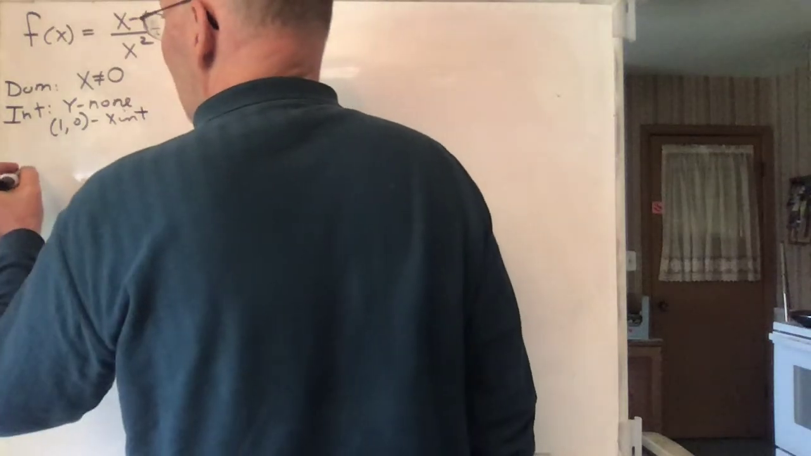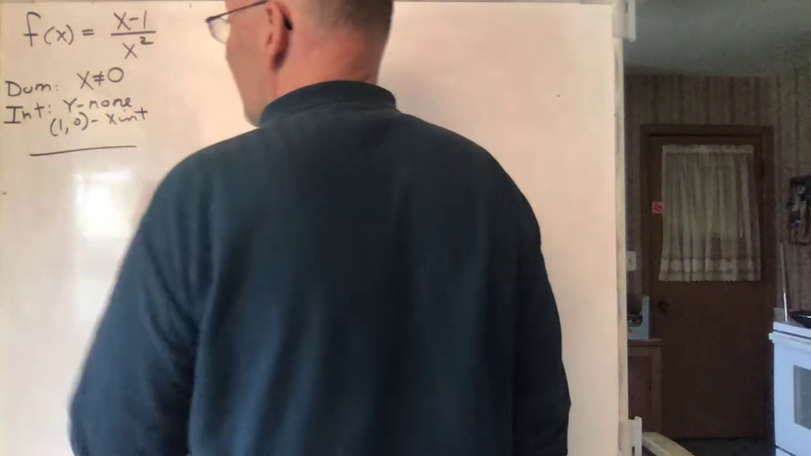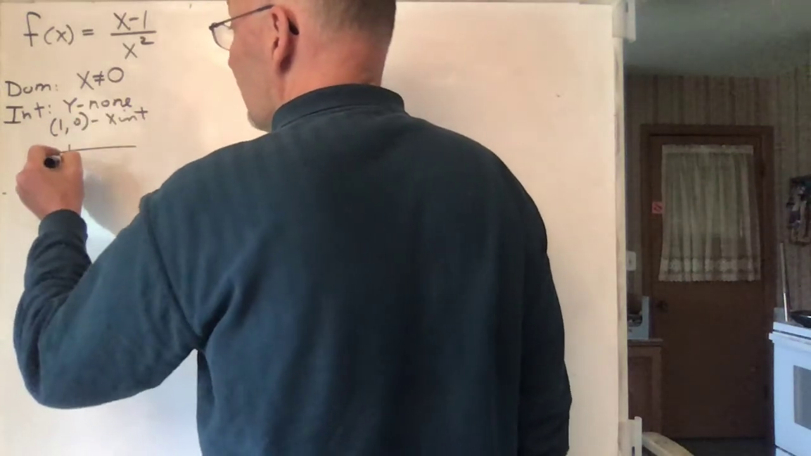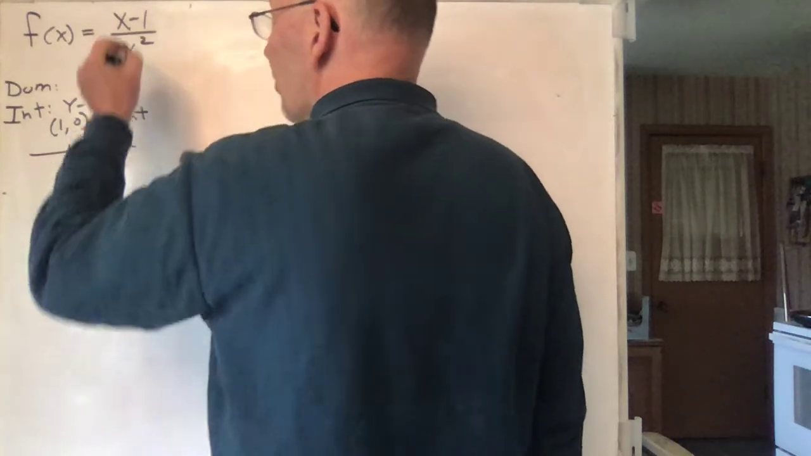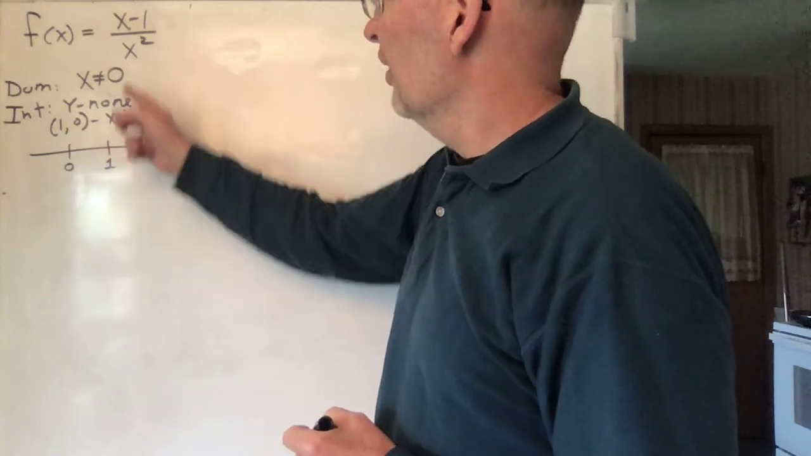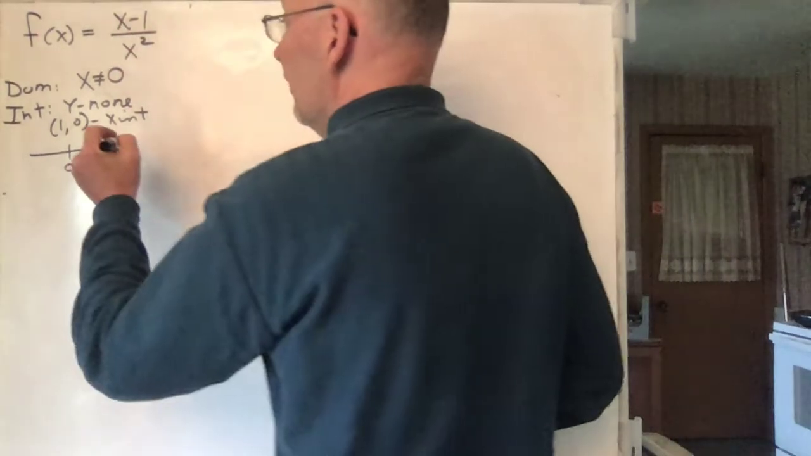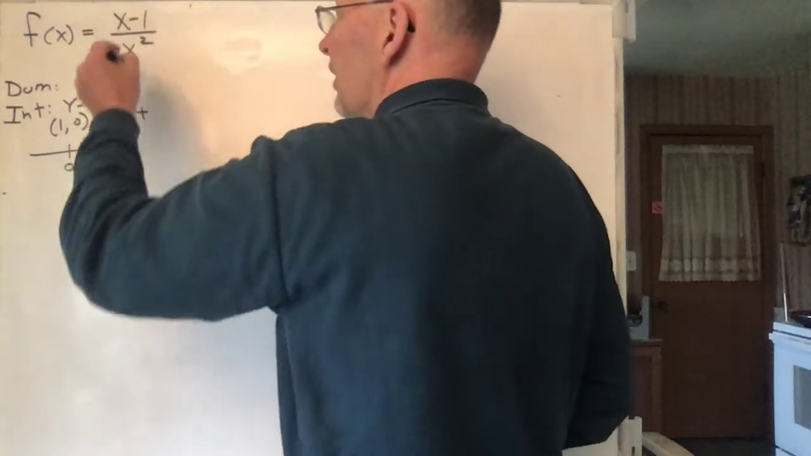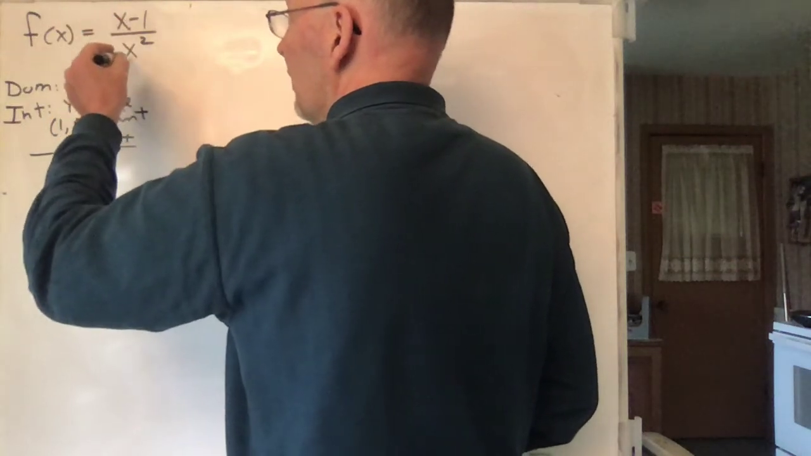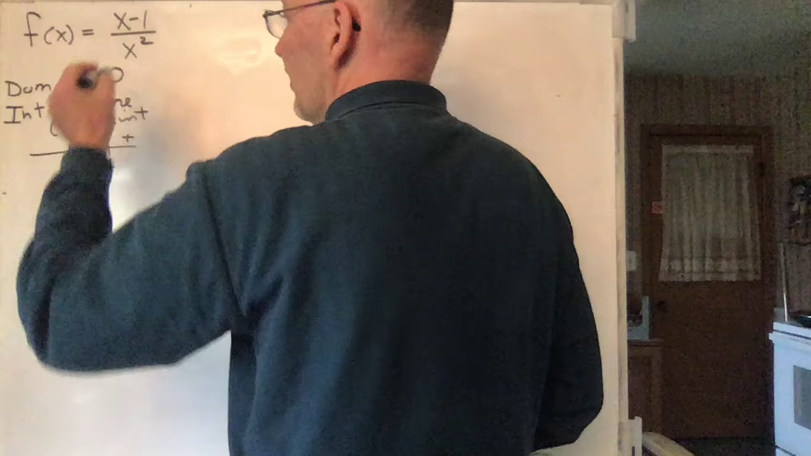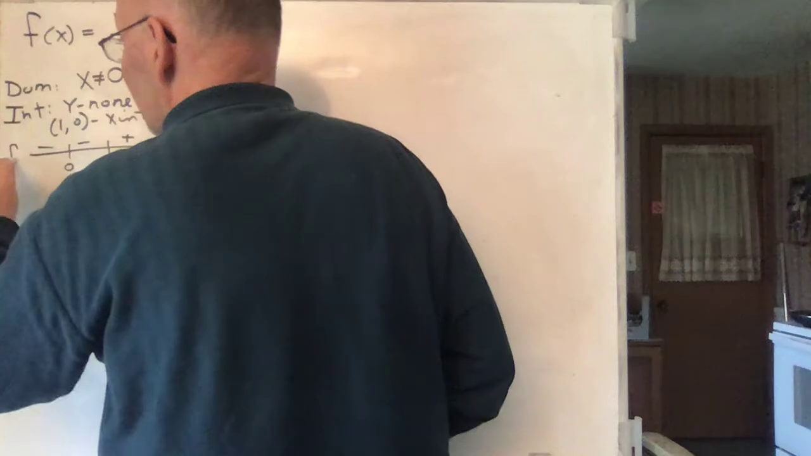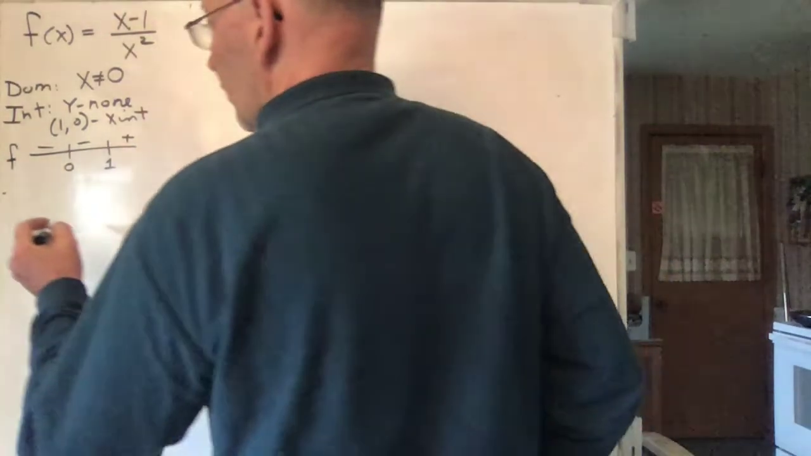Okay, what's next? After that, let's make our number line and put in these values, 0 and 1. Those are the places where the function might change from positive to negative. If you put in something larger than 1, everything is going to be positive. Put in a half, you're going to be negative. Put in -1, and you're going to be negative on top and positive on the bottom, so also negative. So there's your function.